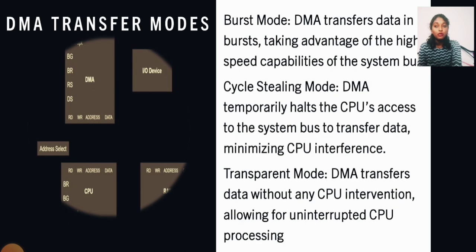So, let's move on to the DMA transfer modes. Burst mode, cycle stealing mode, and transparent mode are the modes. In burst mode, DMA transfers data in bursts, taking advantage of the high speed capability of the system bus. In cycle stealing mode, the DMA temporarily halts the CPU's access to the system bus to transfer data, minimizing CPU interventions. In transparent mode, DMA transfers data without CPU intervention, allowing uninterrupted CPU processing.